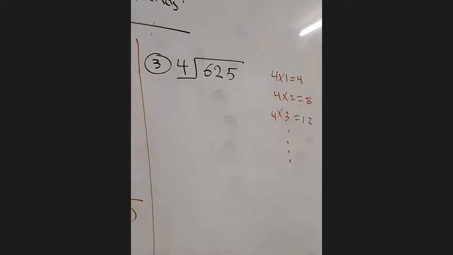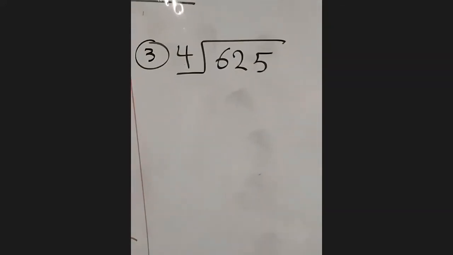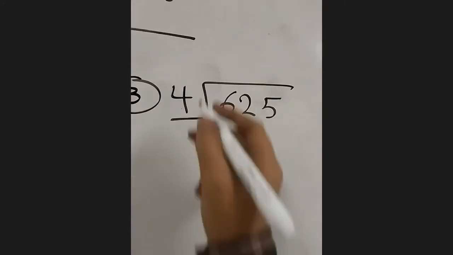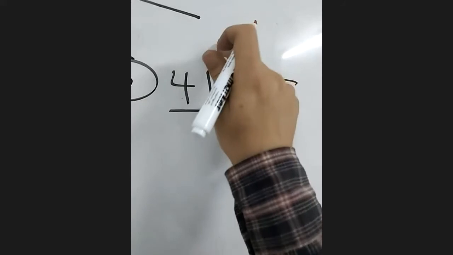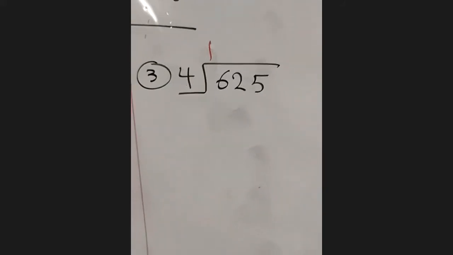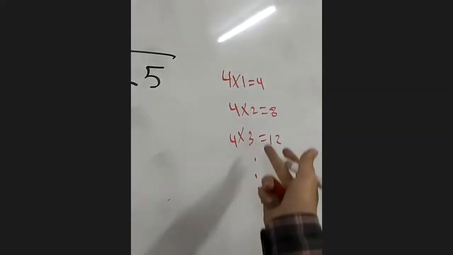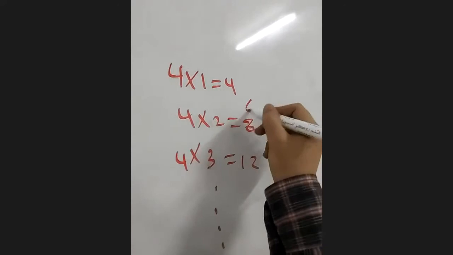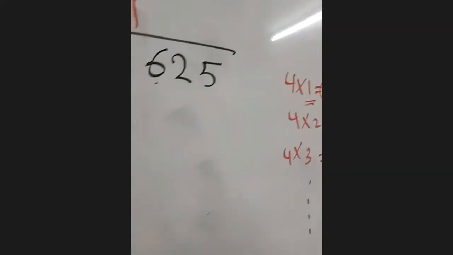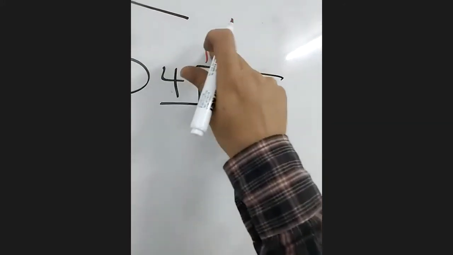Faisal, where do we start? Tell me what I will do here. 1. Why 1? We don't have 6 in the timetable of 4. The 6 is between 4 and 8, so I will choose 4, which comes by 1, right? 1 multiply 4, how much?